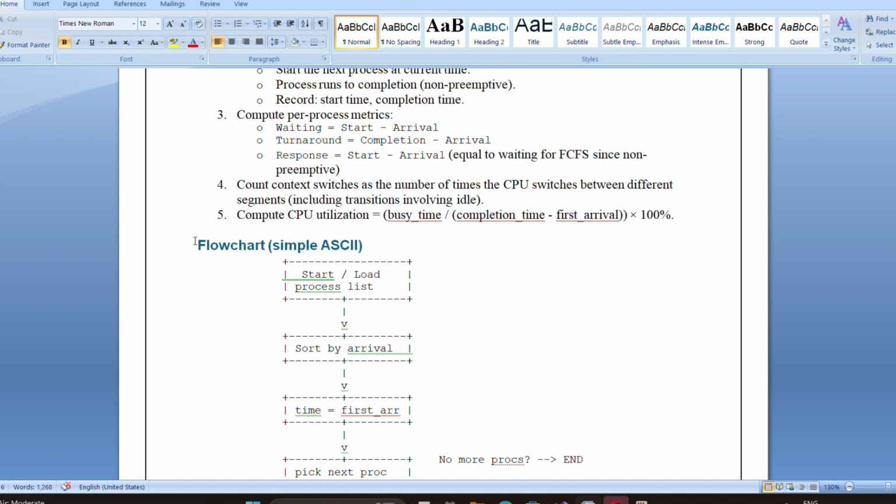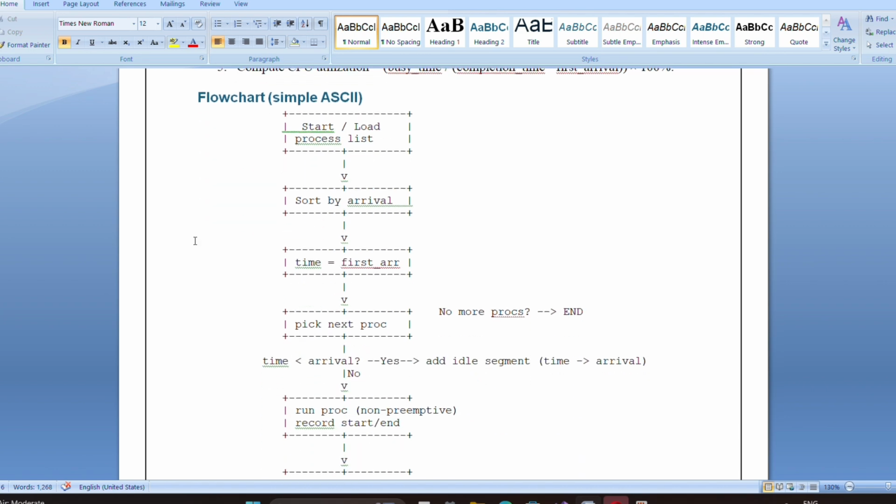Flowchart is for visual representation. Start or load the process list, sort by arrival time, time is equal to the first arrival time, pick the next process. No more processes means we can end the CPU scheduling. If there are any processes, we can go to the next process.